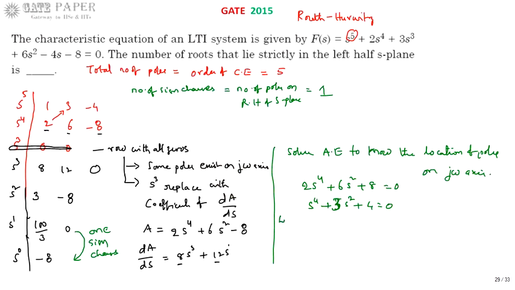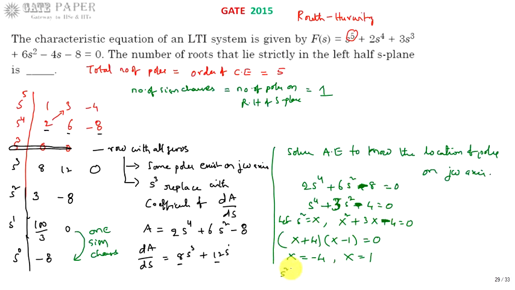Now let s square be equal to x. Then it becomes x square plus 3x plus 4 is equal to 0. Here the product is minus 4 and the sum is 3, so you can write x square plus 3x minus 4 as x plus 4 into x minus 1 is equal to 0. Now x is equal to minus 4 and x is equal to plus 1.